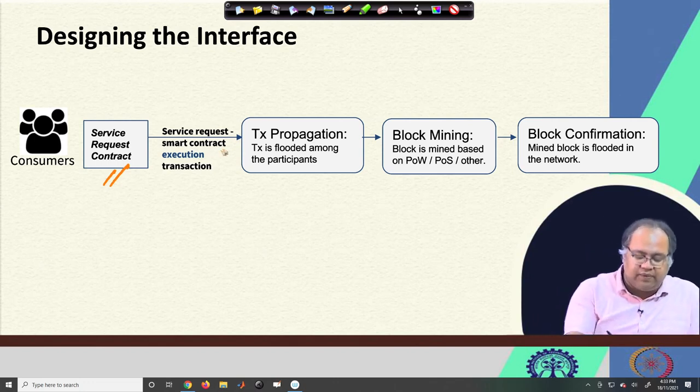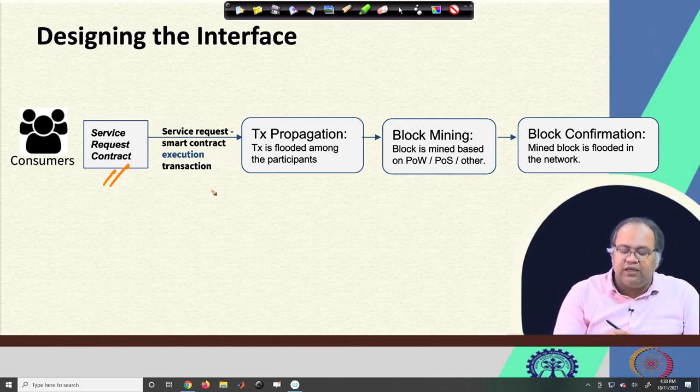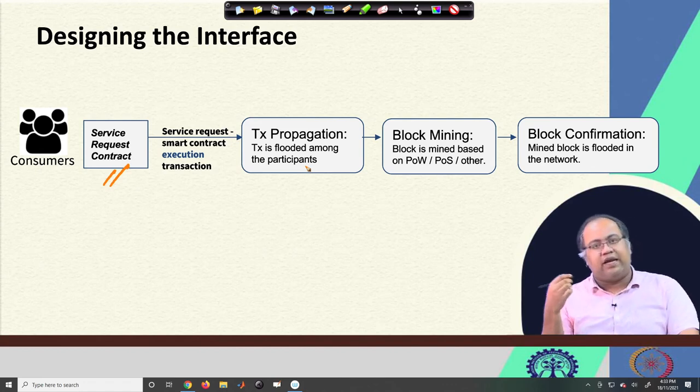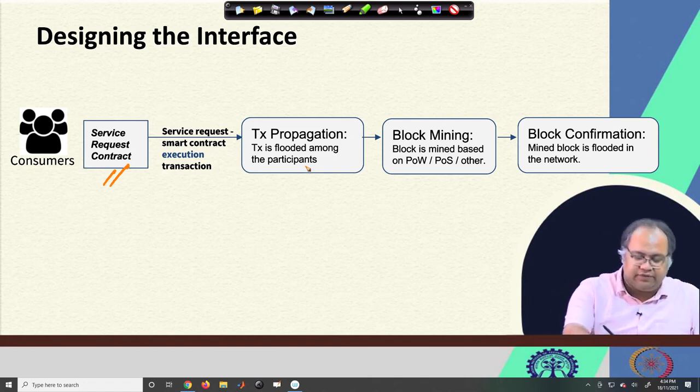So, I have this service request smart contract that executes the corresponding transactions, and these transactions get propagated in the public blockchain network. The transaction is flooded among the participants and the block mining process is executed. That block mining process can be proof of work, proof of stake, or whichever mining procedure you want to use on your public blockchain network, and the moment the block gets a confirmation, this mined block is flooded in the network and everyone can see that the transaction has been added in the blockchain. So, that way whenever a consumer request is generated, it is added in a public blockchain through this public blockchain mining procedure.